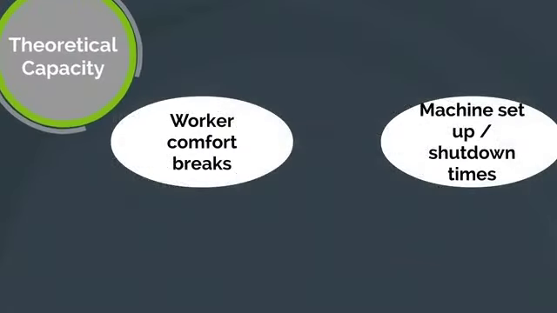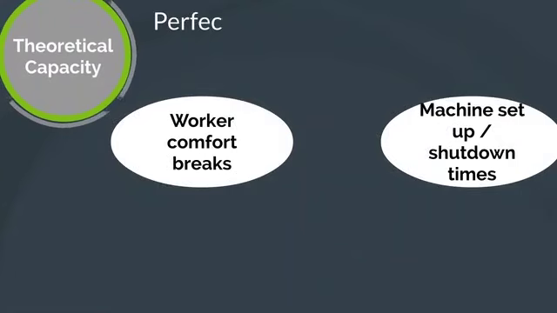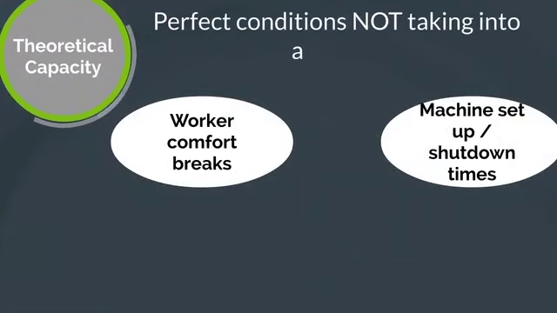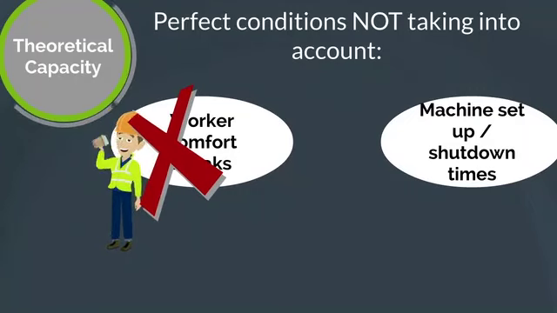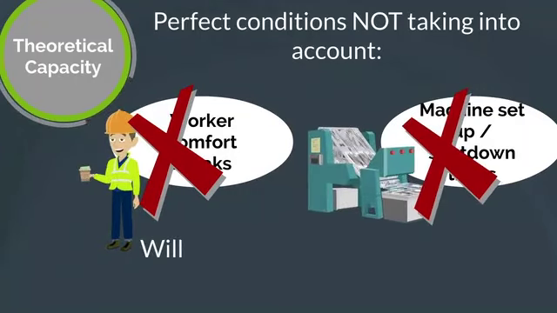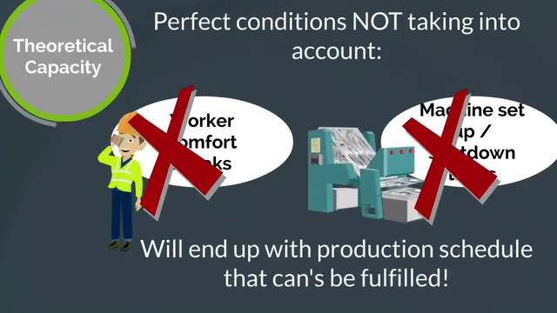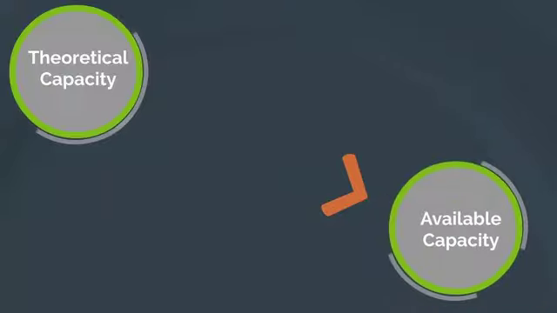If we plan our schedule based on theoretical capacity, which is the most perfect condition, without taking things into account such as comfort breaks for the workers, machine setup and shutdown times, etc., we will always end up with a production schedule which cannot be fulfilled. This is because the theoretical capacity will always be much more than the available capacity.